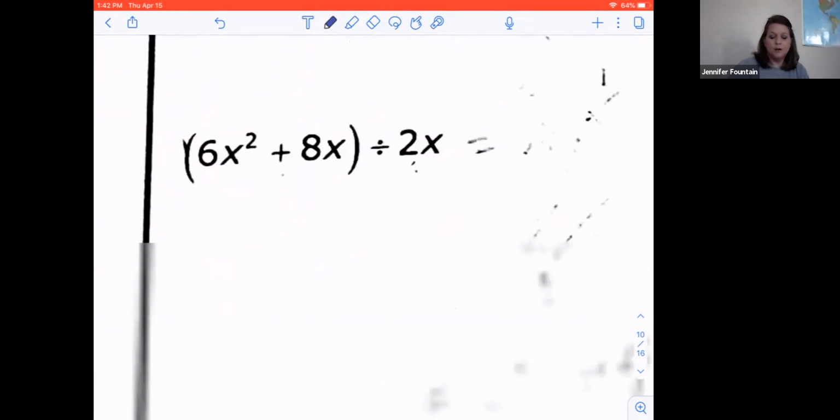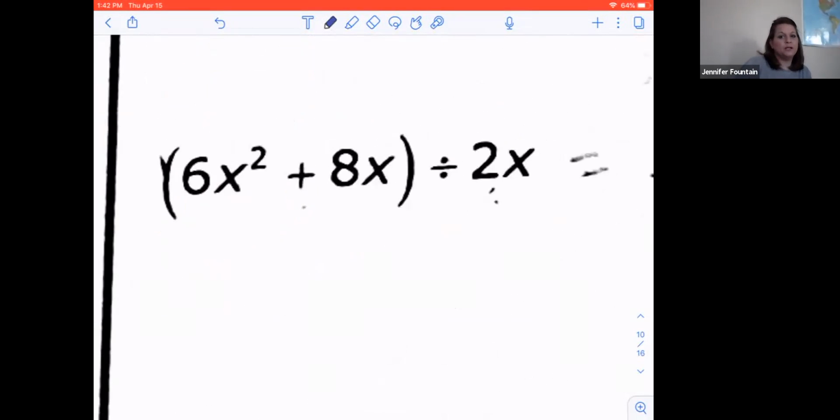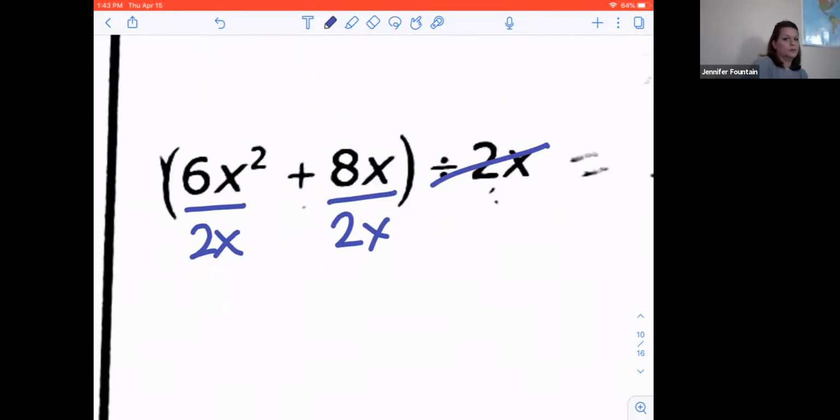Let's look at the next one. 6x squared plus 8x all divided by 2x. So I'm going to put divided by 2x here, divided by 2x here. So I'm dividing both terms by 2x. I'm going to cancel. 2 divided by 2 is 1. 6 divided by 2 is 3. Then I have x squared divided by x to the first. I subtract my exponents, so that means my numerator is going to become x to the first. My x and my denominator cancel. So now my denominator of my first term has just become 1.